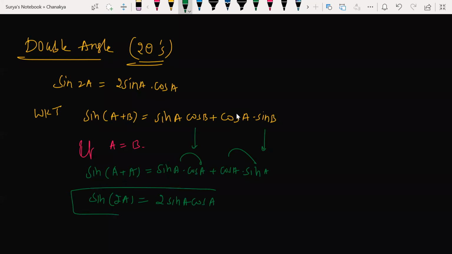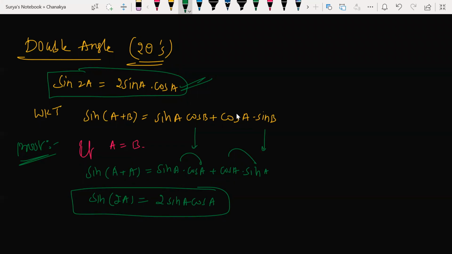Any doubts? This is how I got the proof. So whenever I ask you for the sin 2A formula, it is this one. Getting my point? Any doubts? No, sir. Tell me, any doubts, children? Tell me quickly. No doubts. Are you all sure?